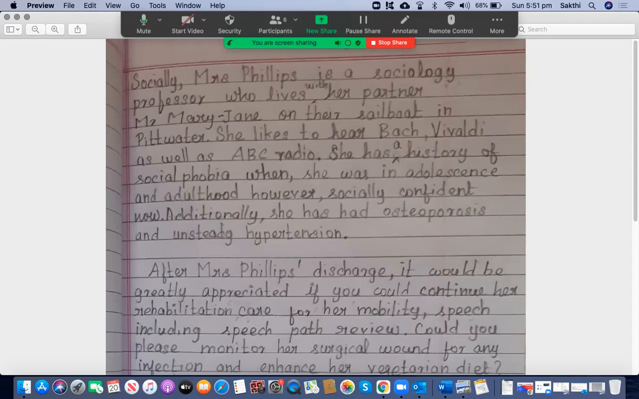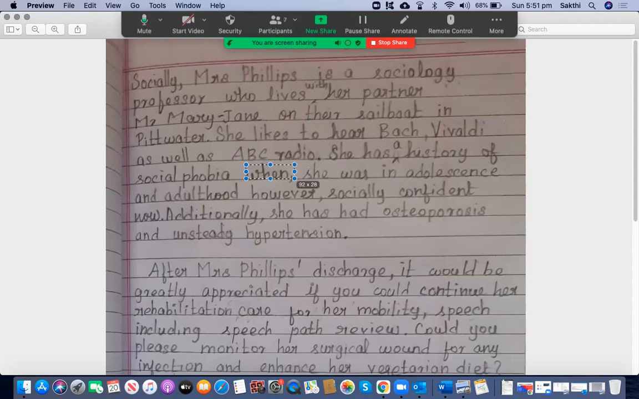She has a history of... Is this really important, her likings and dislikings? Oh, okay. Rehabilitation therapy. All right. She has a history of social phobia when she was in her adolescence and adulthood.